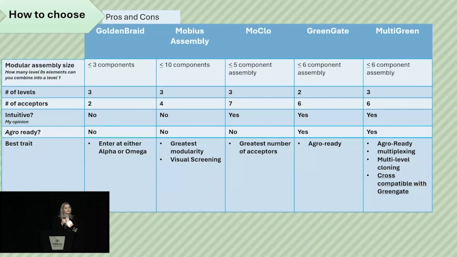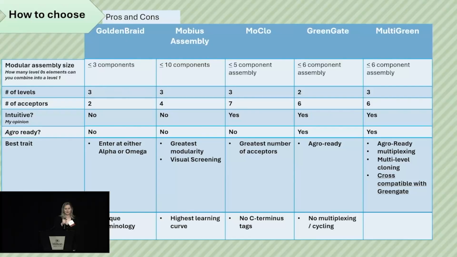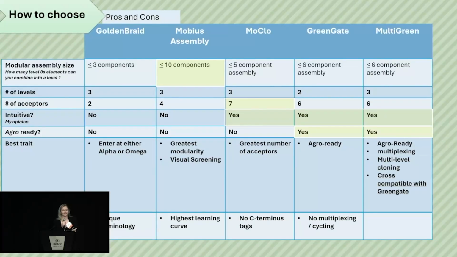And for my opinion of what's the best and worst traits of each of these, I'm not going to read all these out. You're welcome to take a picture of this. It's also on the blog. But I'm going to once again say that in my opinion, multigreen is the best. I couldn't really think of a worse trait for it except for, I guess, perhaps that it doesn't have the visual selection, which is not necessarily needed by any means. It's just really pretty to look at.